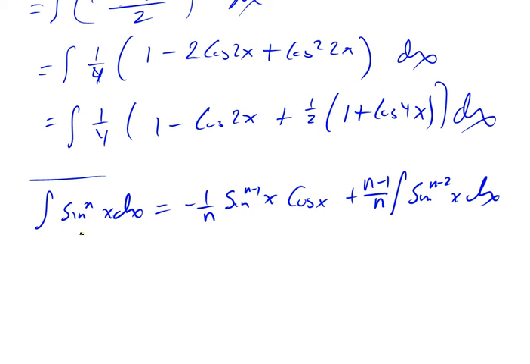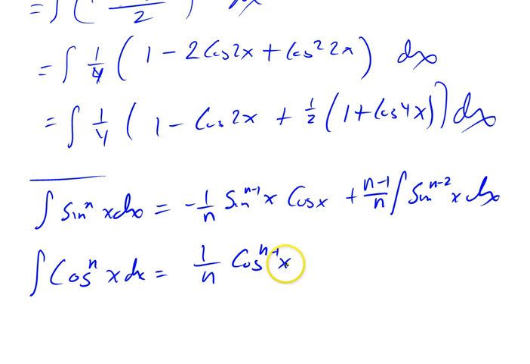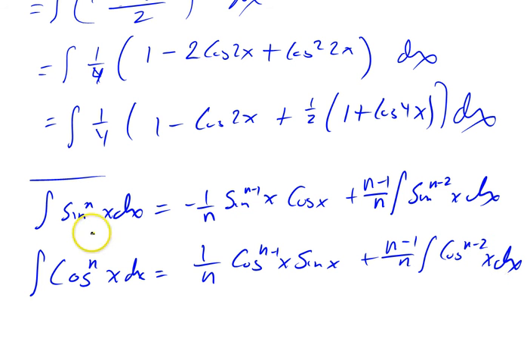Likewise, with cosine, we didn't derive this one, but in a very similar fashion to what we did for sine to the n, we could have done a cosine to the nx, and I'll just write down the formula here. It's done exactly the same way the other one is. 1 over n cosine to the n minus 1x times the sine x plus n minus 1 over n times the integral of cosine to the n minus 2x dx. Right? So any power of sine x or cosine x can be done with these telescoping integrals.